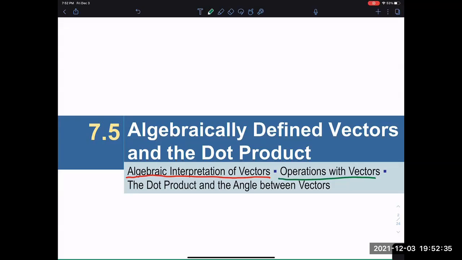And then we finally define a couple of new operations as well, like the dot product. So that's what we want to do in this final section to finish up our work in this trigonometry class. So let's begin.